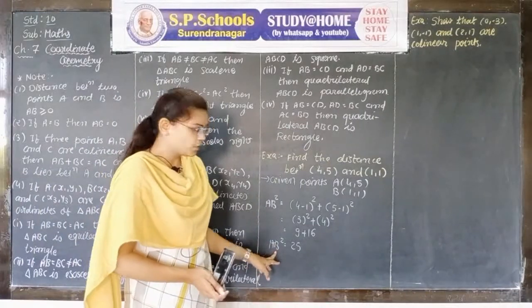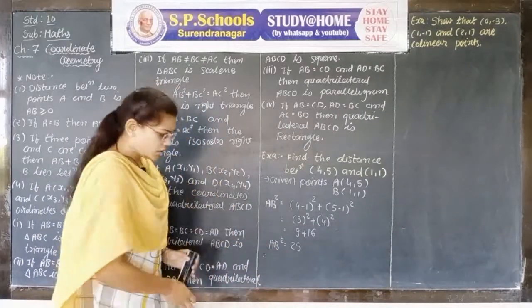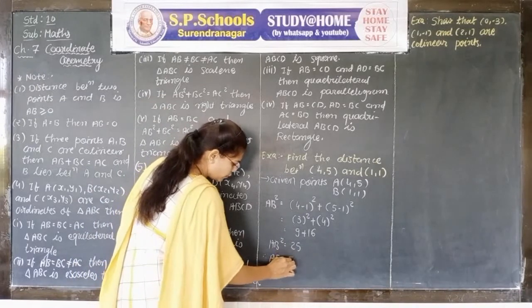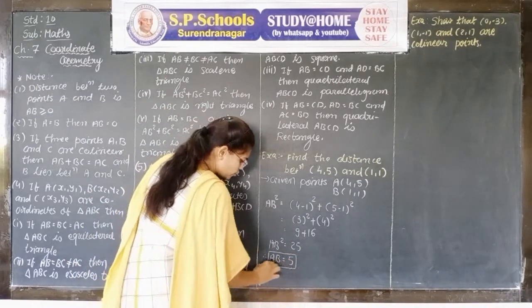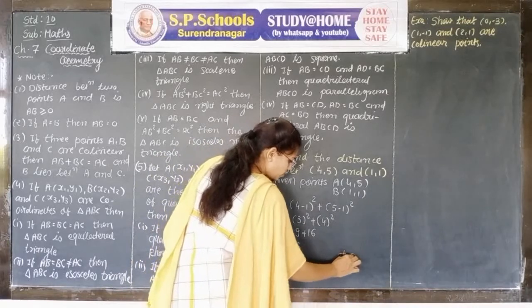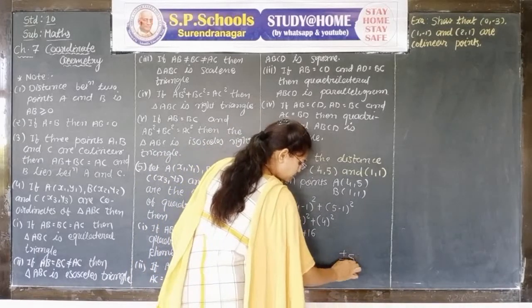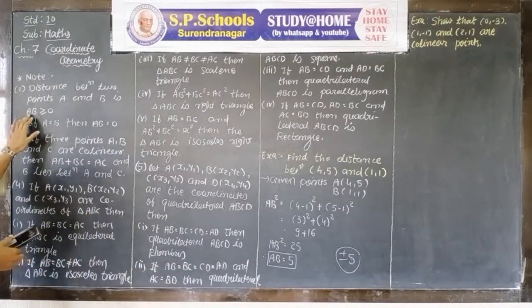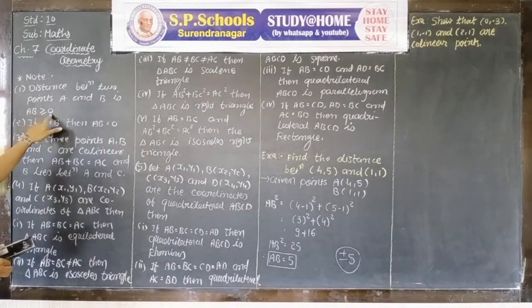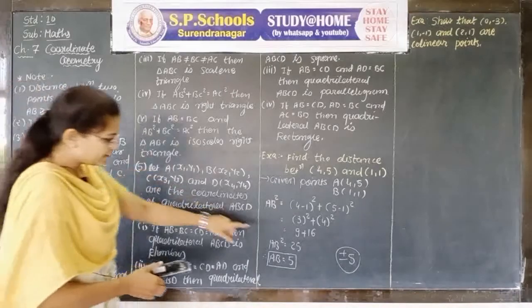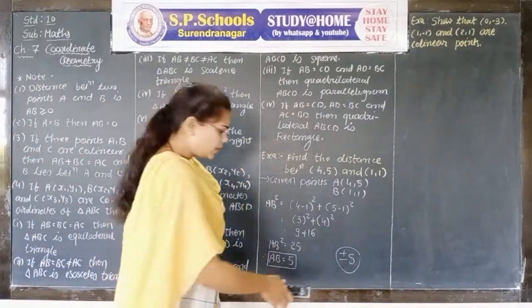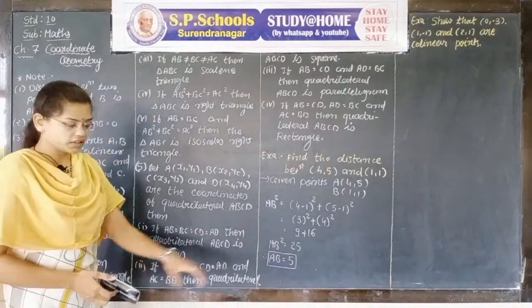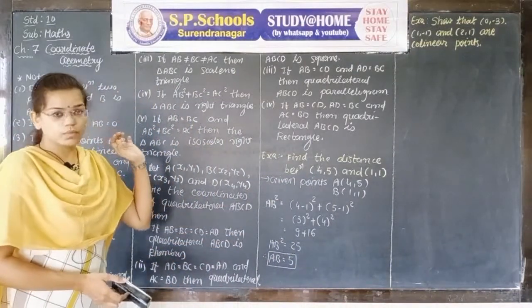Distance between 2 points is only AB. Find the square root. AB is equal to the square root of 25, which is 5. But actually the square root of 25 is plus or minus 5. It is a distance. As we discussed in the first note, distance is always greater than or equal to 0. We can't take minus 5 here. Distance can't be negative. That's why AB is equal to 5. It is the distance between 2 points.